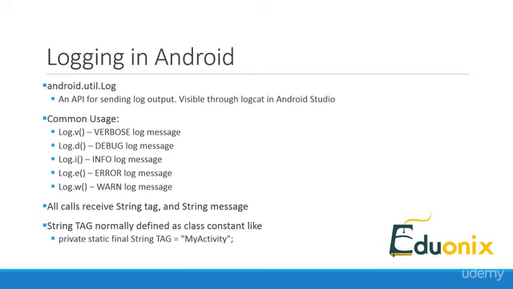All of these message calls receive two parameters. The first is a tag string. This string will allow us to easily filter specific log messages in our Logcat by filtering by tag. The second is a string message to be printed to the log stream. In most cases, the tag string will be defined as a constant in your activity or other component. In the case of activities, it is commonly defined as the activity class name.